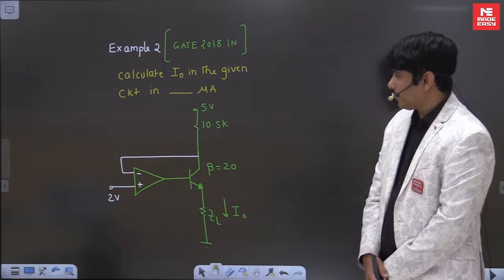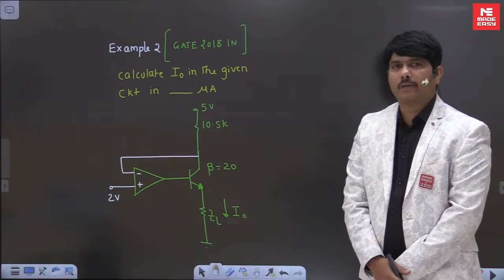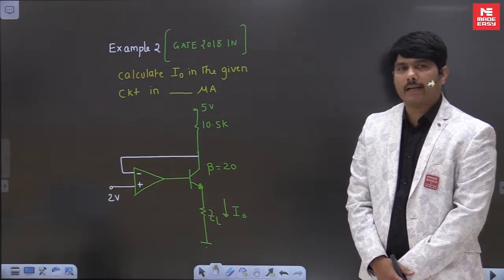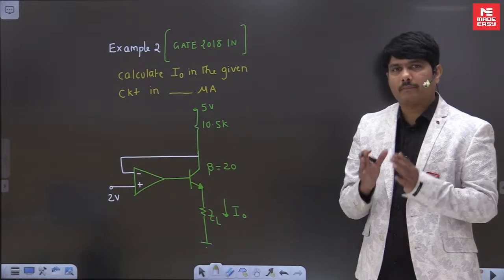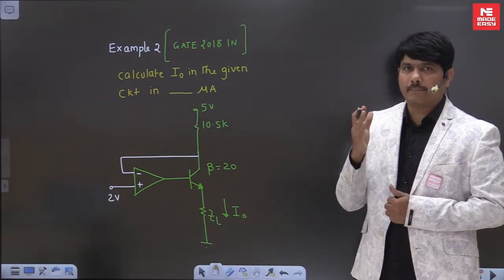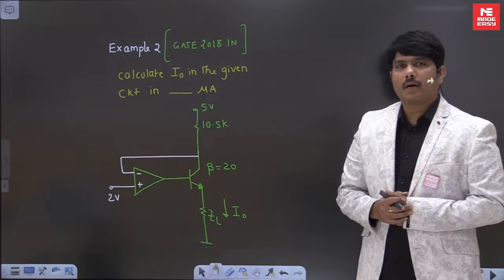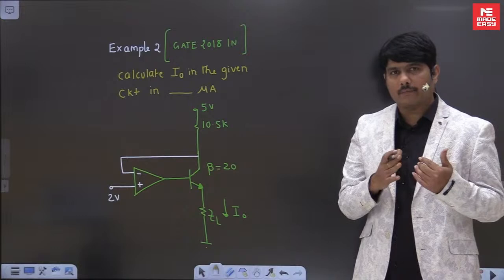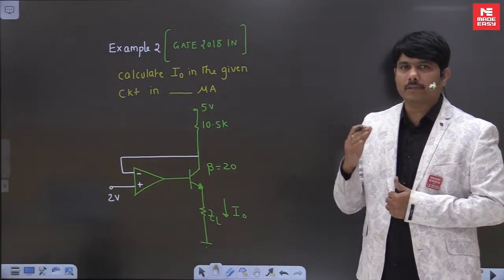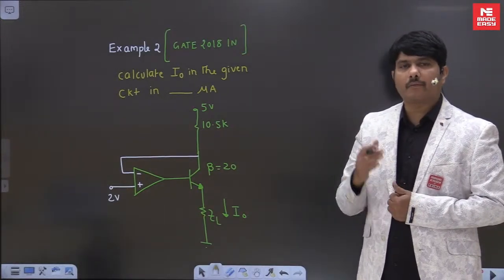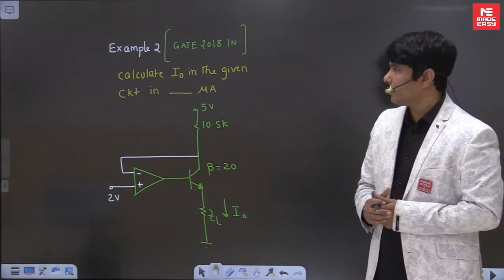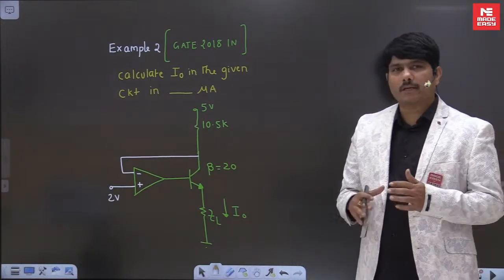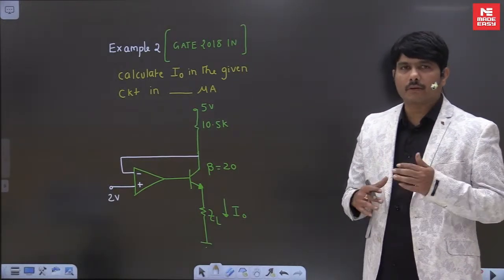In this problem, the beta he has given is not 200, only 20. At that time, be careful, we cannot take IE equal to IC. We have to take IE as IB plus IC, because when beta is above 100, I have the privilege to take that value in analog electronics. But if beta is below 100, we cannot take it like that, because it comes under a low beta value. We have to find IE equal to IB plus IC. He's asking how much current will flow through the ZL. You know the trick now?